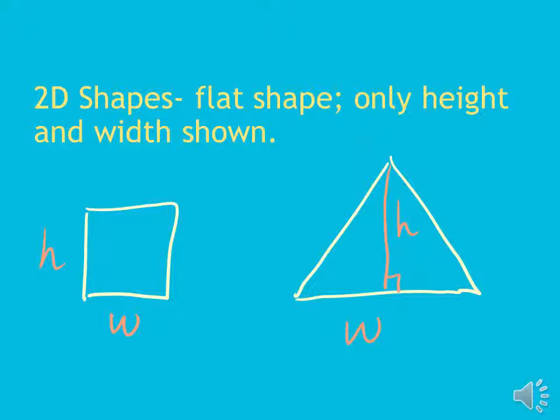2D shapes or two-dimensional shapes. Two-dimensional shapes are flat shapes. They only show the height or the width. As you can see, these two shapes, a square and a triangle, are both flat. They don't have any third dimension to them. They have a height and they have a width.